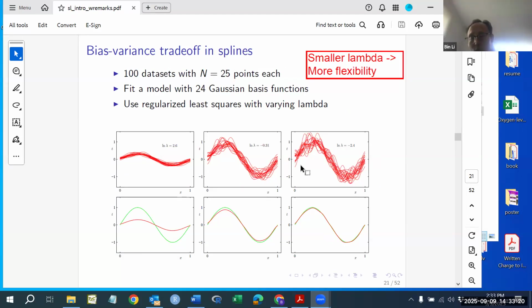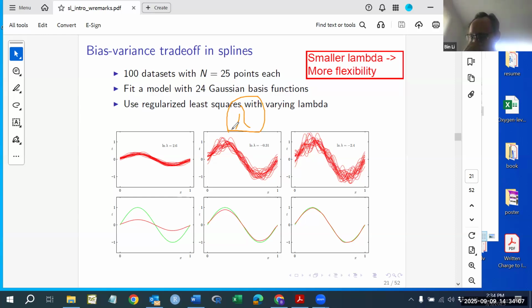So anyway, this is an example. Here I run the simulations. We have 100 data sets. Each data set contains only 25 data points. And for each data set, I fitted a model using the Gaussian basis function. You don't need to know the detail of what Gaussian is. Anyway, these are very flexible, nonlinear basis functions. Okay, and I used a regularized least squares approach with varying lambda. So what is lambda? Remember in the lasso or ridge or elastic net, we have a lambda, right? So lambda is called a tuning parameter.